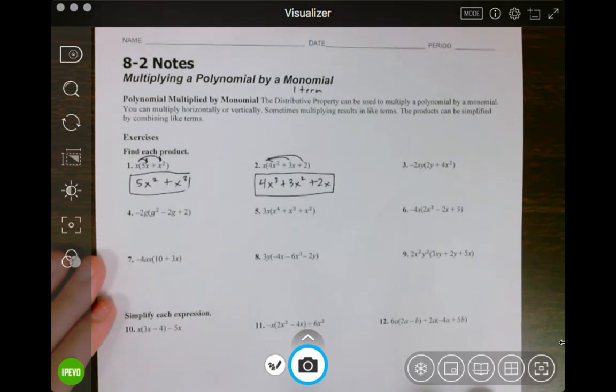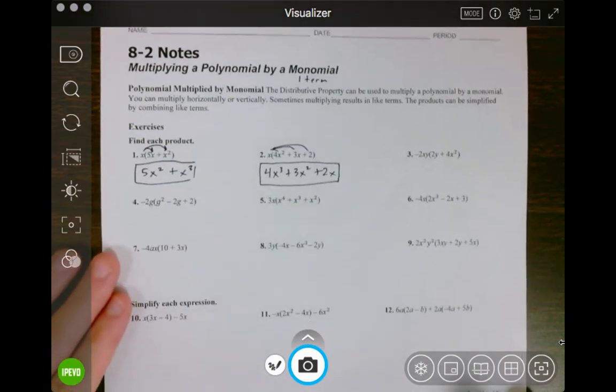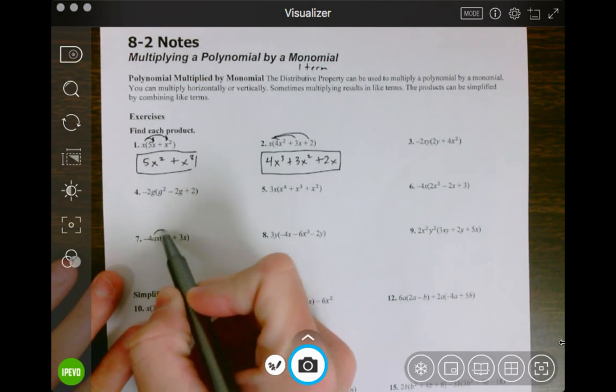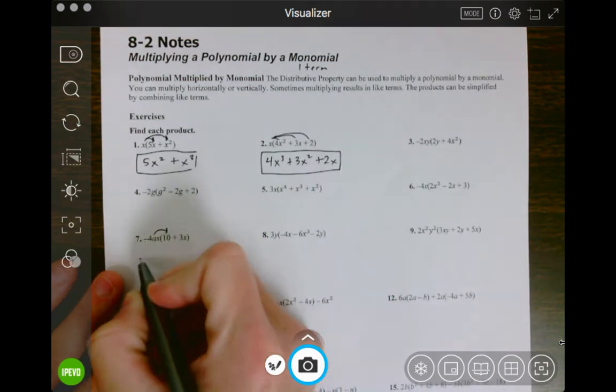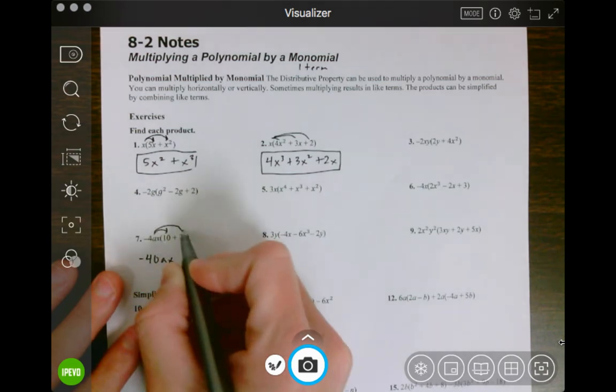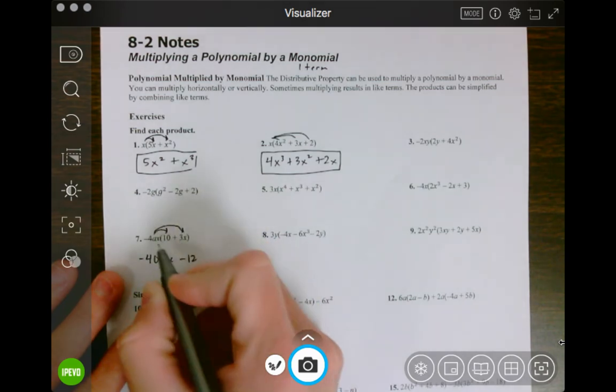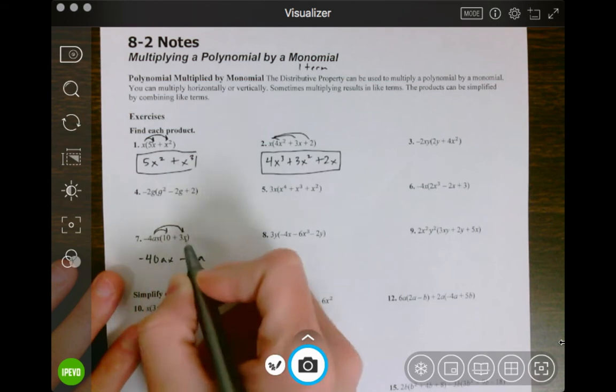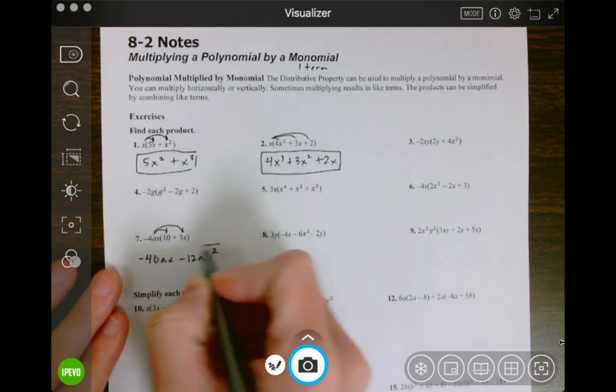I'll go down to like number 7. We're distributing a negative 4ax, so negative 4 times 10 will give me negative 40. Then we have ax, and then we have negative 4 times 3 would give me negative 12, and then I have a, and then x times x would give me x squared.